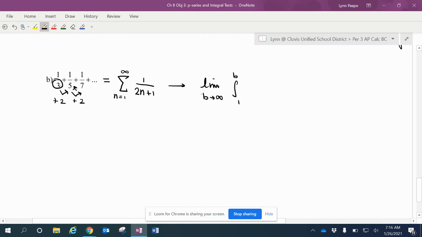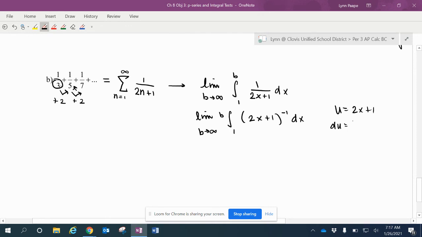So we're going to go from 1 to b, and I'm just going to go straight into the limit here. And then instead of 2n plus 1, I'm going to write it as 2x plus 1 dx. So I'm going to go ahead and do a rewrite. So that will be 2x plus 1 to the negative 1 power. And then I'll let u equal 2x plus 1. Du would be 2 dx. And then divide by 2. So I would have 1/2 du is equal to dx.